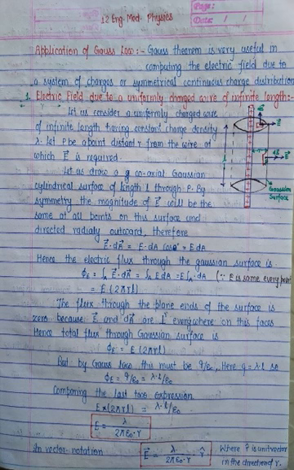Therefore, E dot dA vector is equal to E dA cos 0, because the direction of the electric field and the area vector are the same. Therefore, it is equal to E dA. Hence, the electric flux through the Gaussian surface is phi E equal to integral E dA, which is E into integral dA, because E is the same at every point.